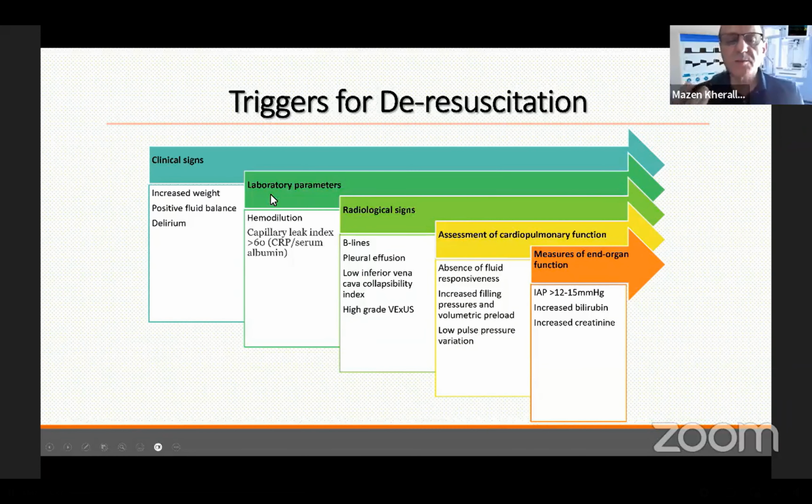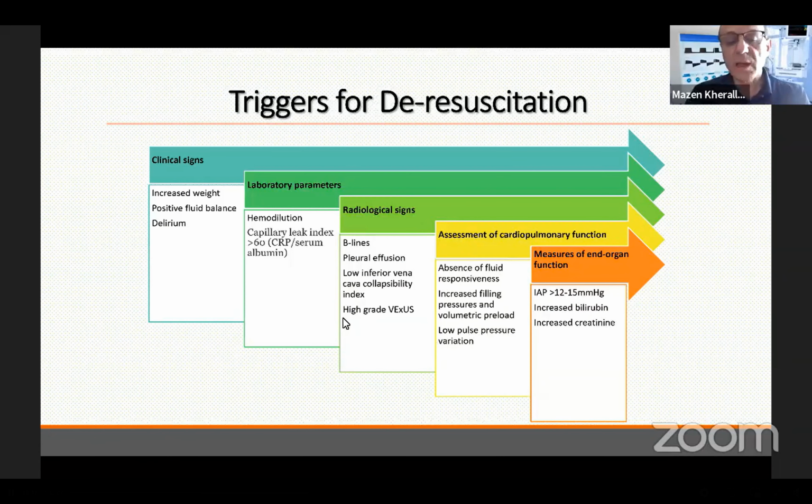Now, some basic laboratory parameters could be hemodilution, but there has to be intravascular dilution actually to cause the hemodilution. But if you have a capillary leak index more than 60, that may indicate that you have too much fluid on board. And then you go with radiological signs. You have ultrasound. If you have B lines bilaterally, if you have pleural effusion, that's extra fluid. If you have low inferior vena cava collapsibility index, as we talked about, less than 18% if the patient is intubated, less than 50% if the patient is not intubated.